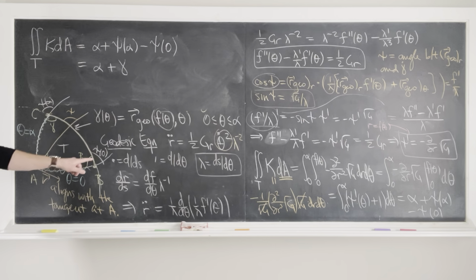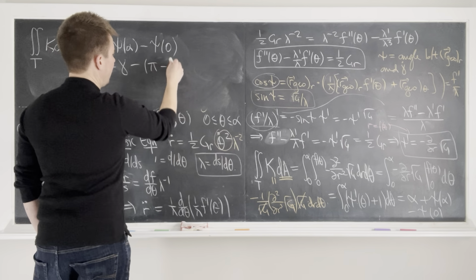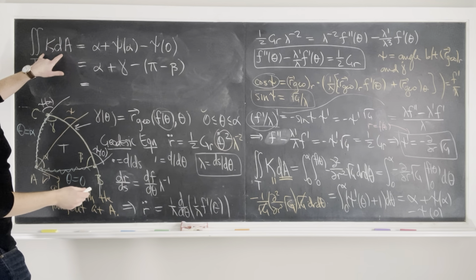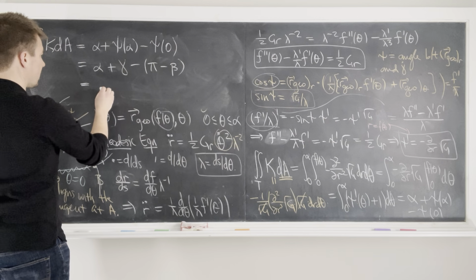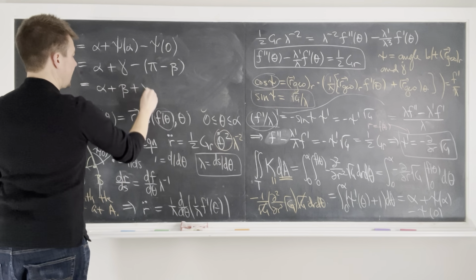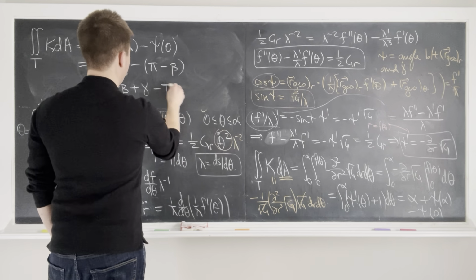And then what's psi of 0 over here? Well, that's going to be pi minus beta, right? So that's going to be minus pi minus beta. And so our conclusion, if we add this all together, is that the total integral of the Gaussian curvature over that geodesic triangle is alpha plus beta plus gamma, which is what you sort of expect the curvature to integrate to, but minus this factor of pi, right?